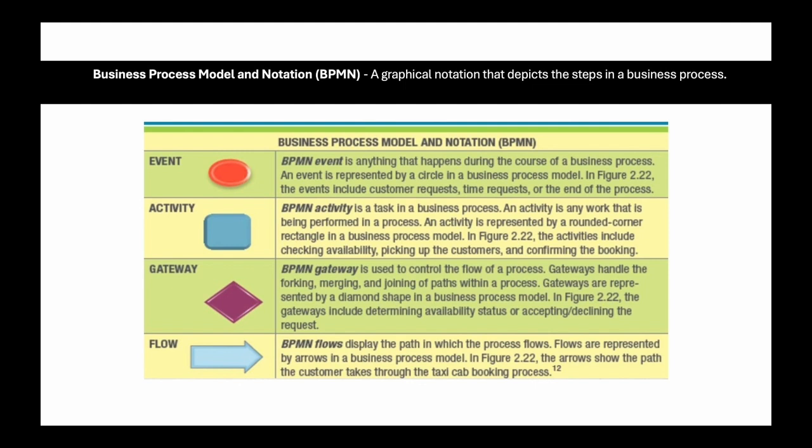A gateway is used to control the flow of a process. Gateways handle the forking, merging, and joining of paths within a process. Flow shows the flow of data and displays the path in which the process flows. And these are their symbols.